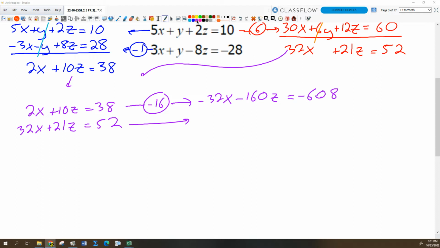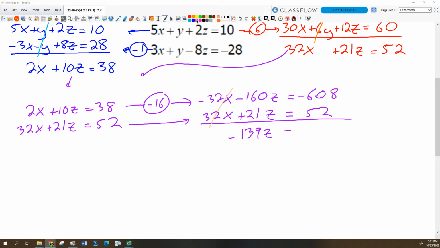32, yeah. And then on the bottom, I left it the same. 32x plus 21z equals 52. Okay, so if I add those up, look what happens. The x's cancel, right? Which is what I wanted. And I end up getting, what's that going to give me? Negative 139, is that right?